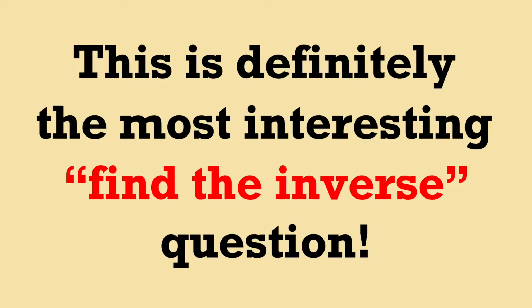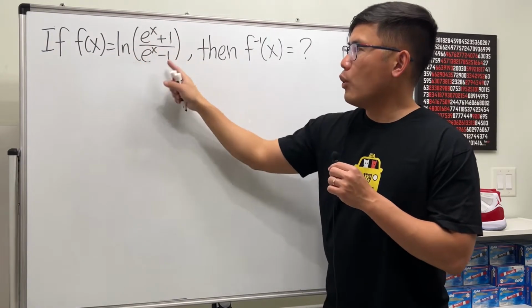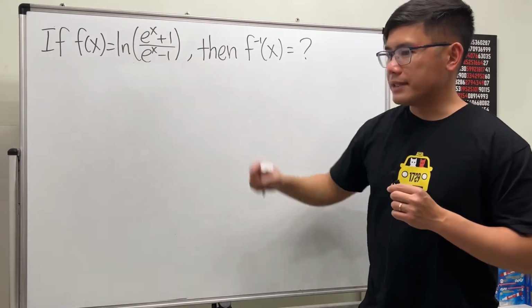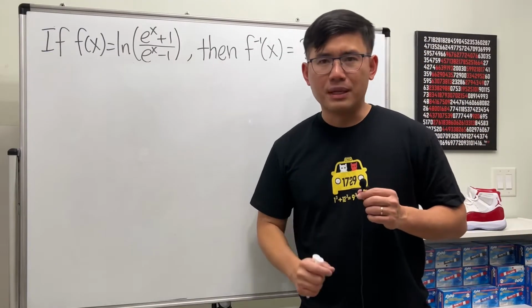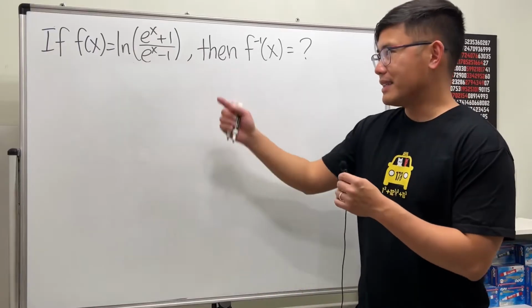This is definitely the most interesting find the inverse question. Here we have the function f of x is equal to ln of (e to the x plus 1) over (e to the x minus 1), and we are going to find the inverse. And you know the deal. Please pause the video and try this first. Finished? Okay, let's go ahead and do it.